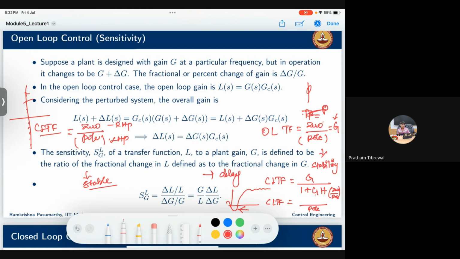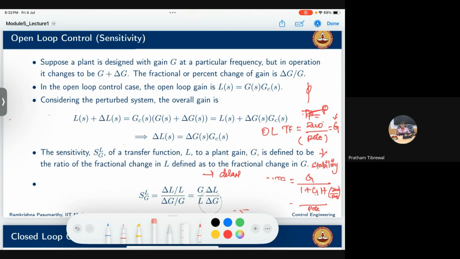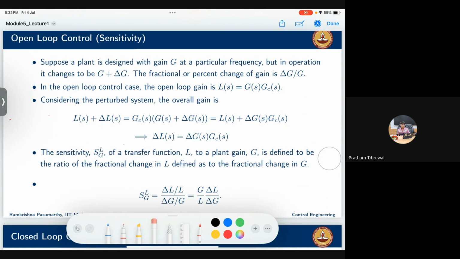Okay. Another important concept we can see is sensitivity. Similar to stability, sensitivity is also an important topic in control systems. You can expect some good questions on this topic. So sensitivity is defined as how your system is going to respond to a change in the input or a change in the disturbances. That is the sensitivity of a system.